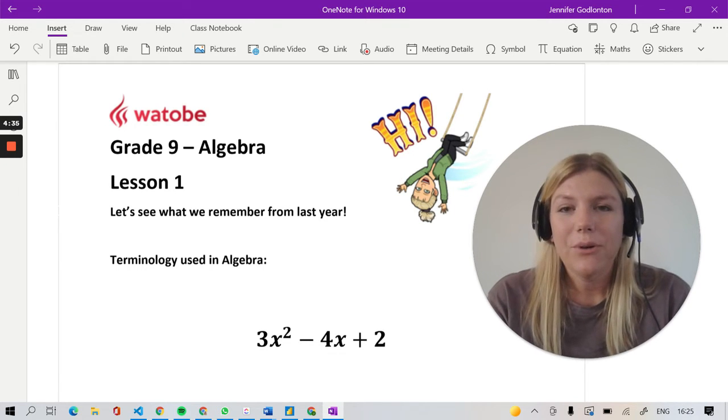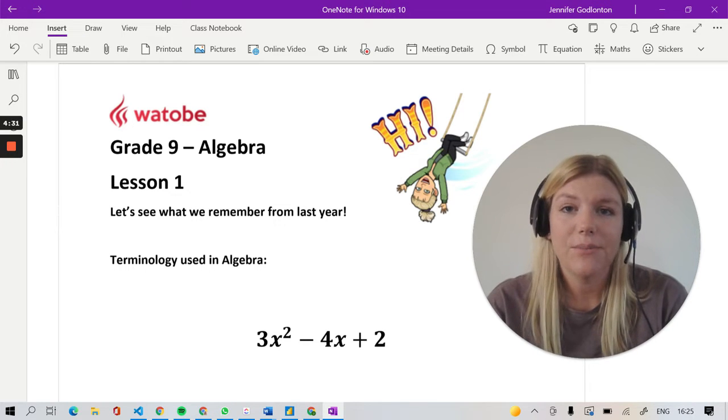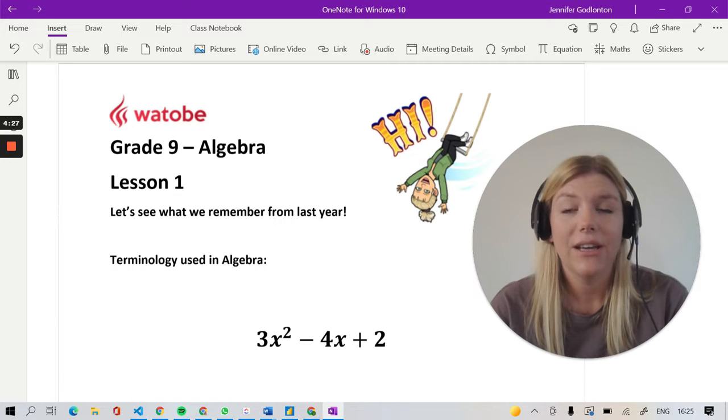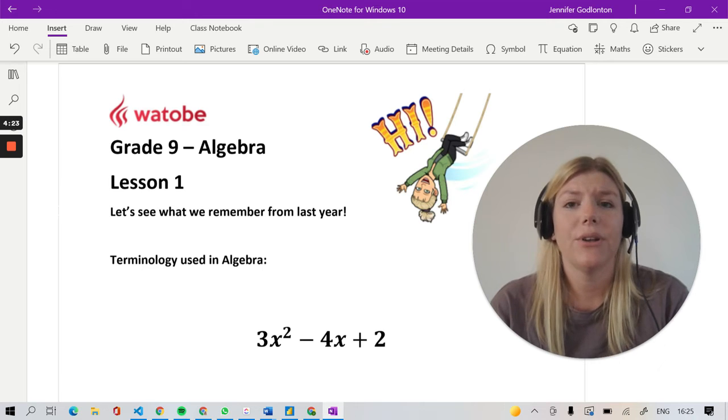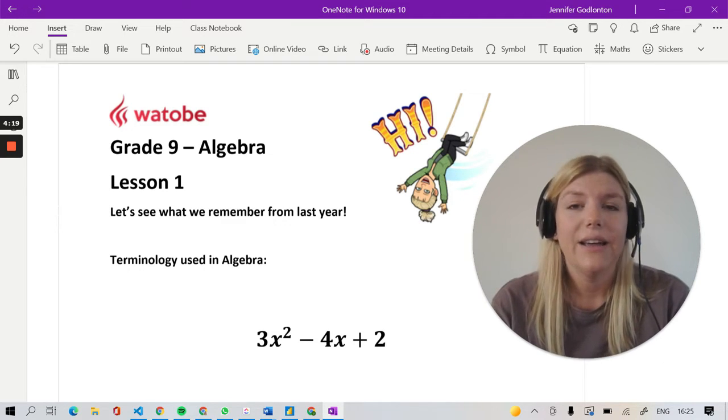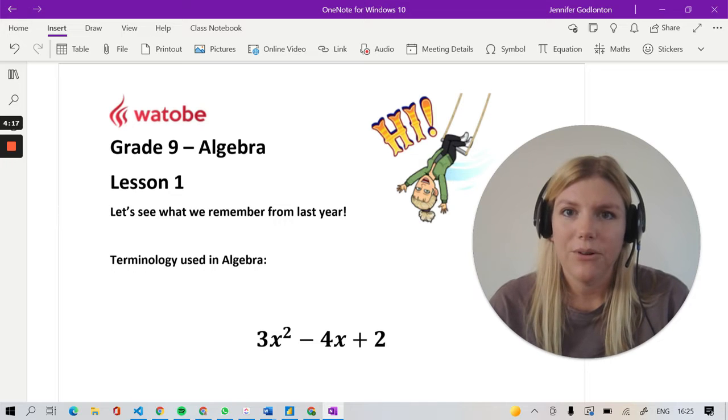The grade 9 algebra course, we're going to go through some of the things you may have learned last year just to make sure that you're still solid with them, things like addition and multiplication with algebra, division. We're going to look at some distribution, and then we're going to bring in some new things in grade 9, like looking at binomials times binomials.